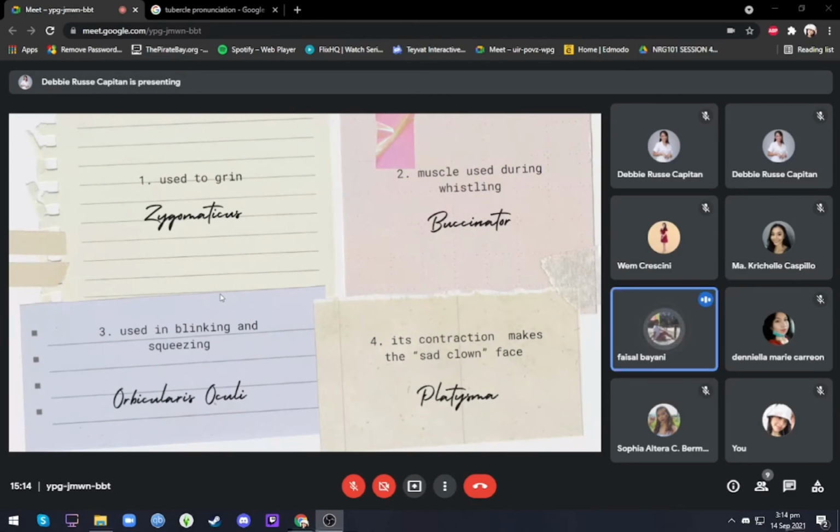Hello everyone, my name is Faisal S. Bayani. So for number one, used to grin, our answer is zygomaticus. Number two, muscle used during whistling, buccinator. Number three, used in blinking and squeezing, orbicularis oculi. Number four, its contraction makes the sad clown face, platysma.